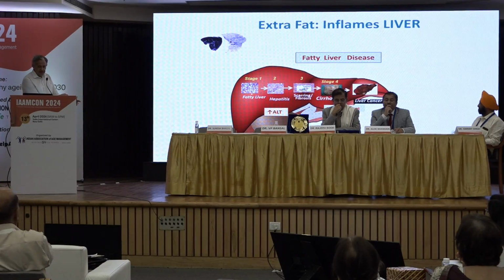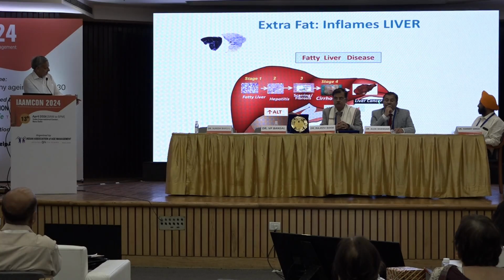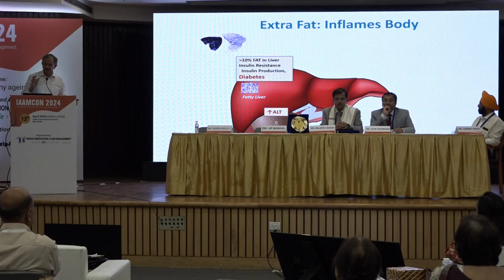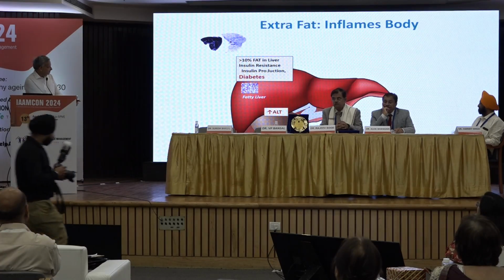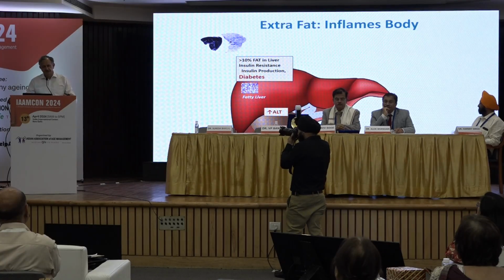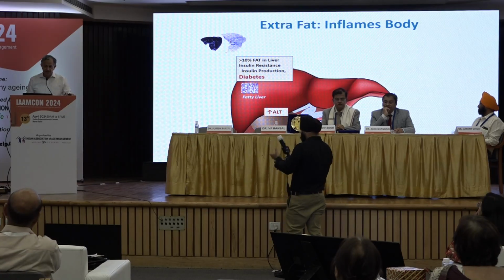Now this the body does not like. The immune cells come and kill these liver cells. So that is hepatitis. Now this hepatitis is read in your blood by high ALT, SGPT. Then it scars, leading to cirrhosis and liver cancer. Now once you have fat in the liver cell, insulin does not get into the liver. If insulin does not get in, the pancreas makes more and more insulin every day, every night. And over some time, 10 to 15 years, you get diabetes.